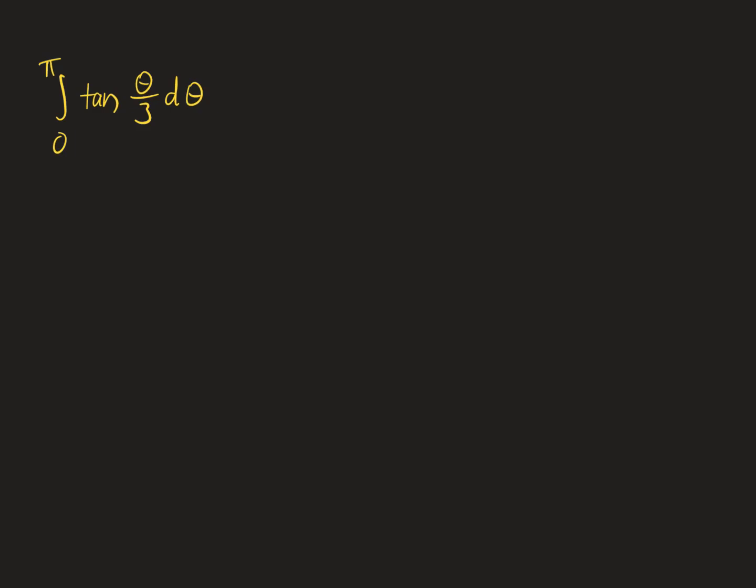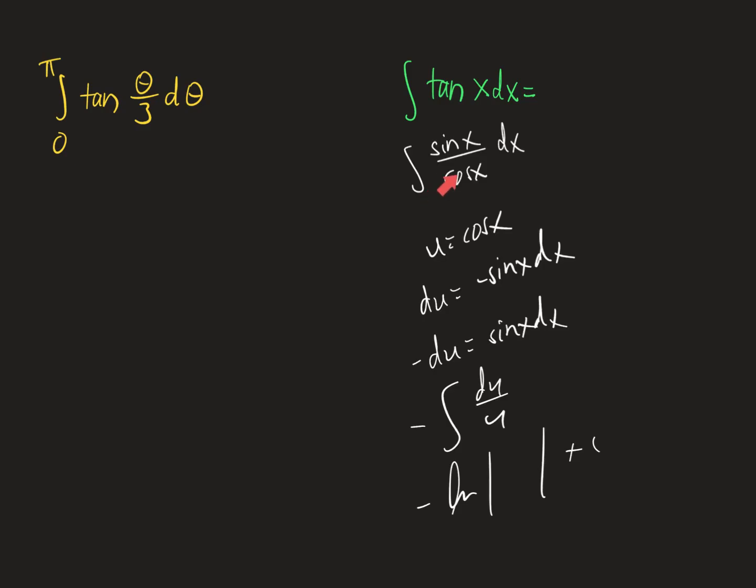All right, number 82. You should have this formula memorized, the antiderivative of tangent of x. You should have it memorized, but if you don't, remember it's sine over cosine. U is the denominator. Du is negative sine of x dx, so sine of x dx, which is the entire numerator, is negative du.